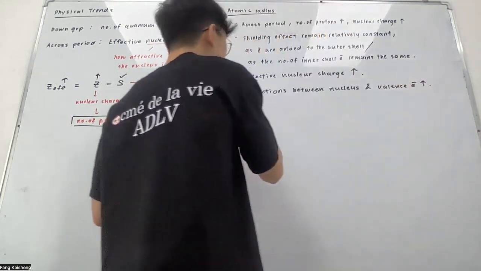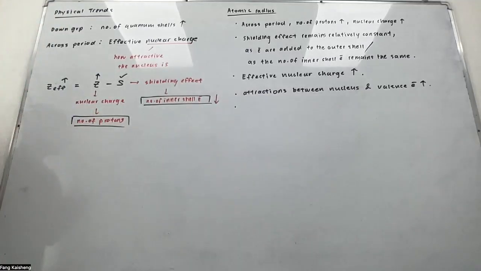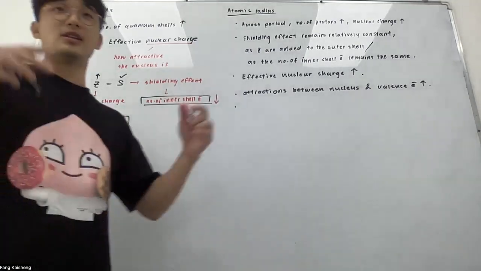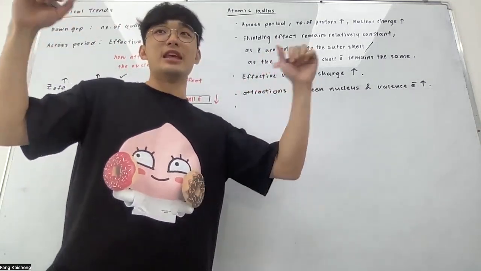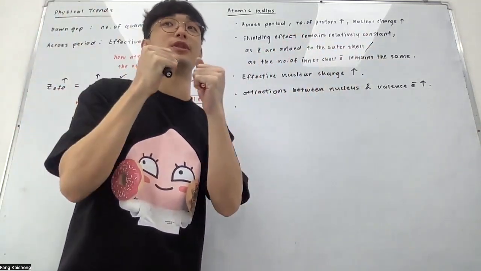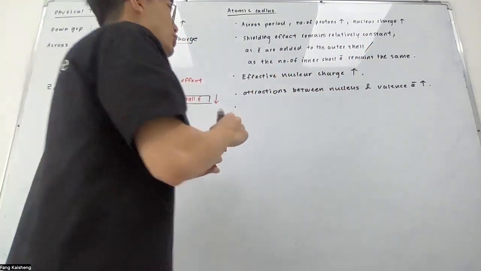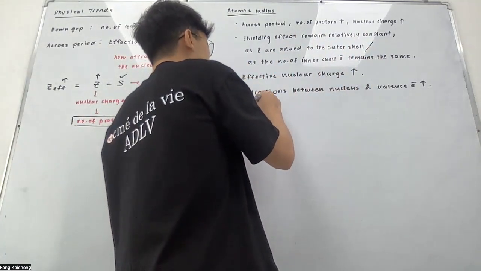When it increases, finally, what's the idea here? It's about atomic radius, right? So if the attractions increase, then what will happen? Okay, it will pull the valence electrons closer to themselves, because it's more attractive. So you just need to tell me that the atomic radius will decrease.